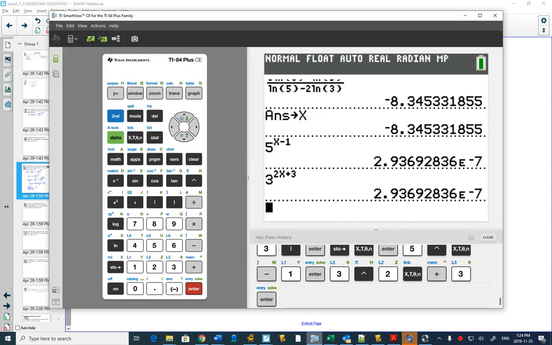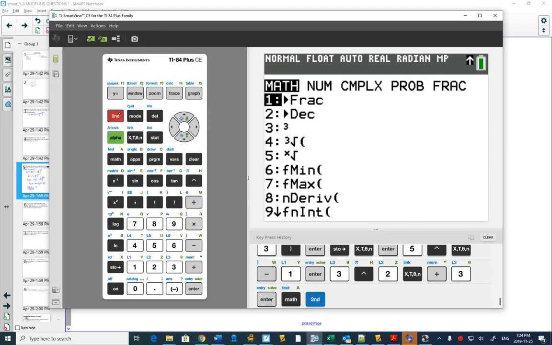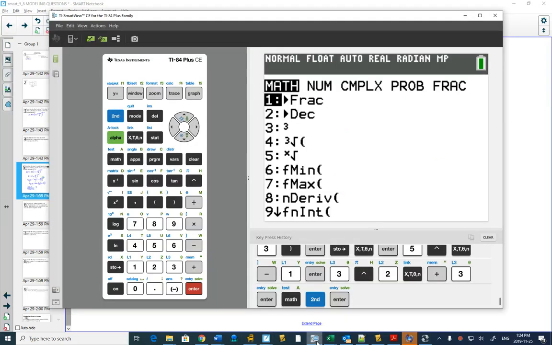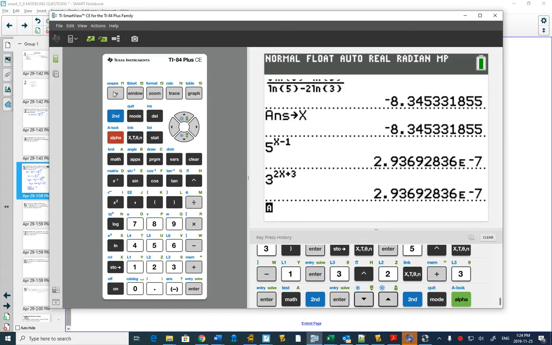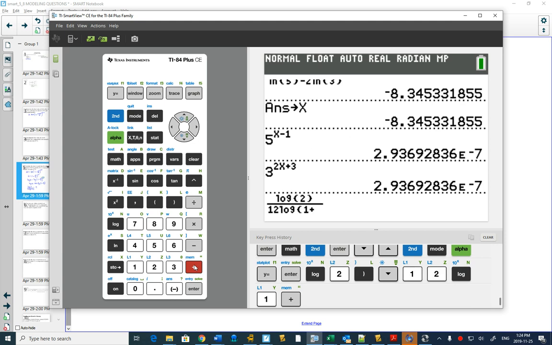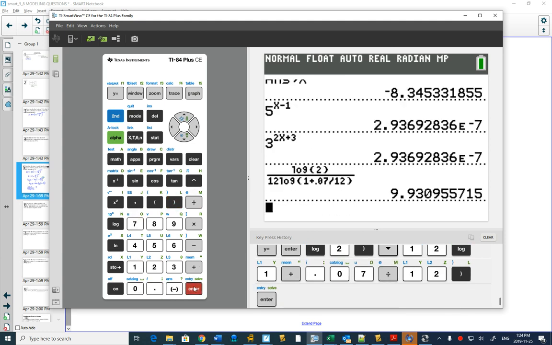So I'm going to go to my calculator. Again, this is where you should practice things with your calculator. How does your calculator work to type this in? What are the things you need to do? So on my calculator here, I'm going to use the fraction button. Log of 2 divided by 12 log 1 plus 0.07 divided by 12. And I get 9.93 years.